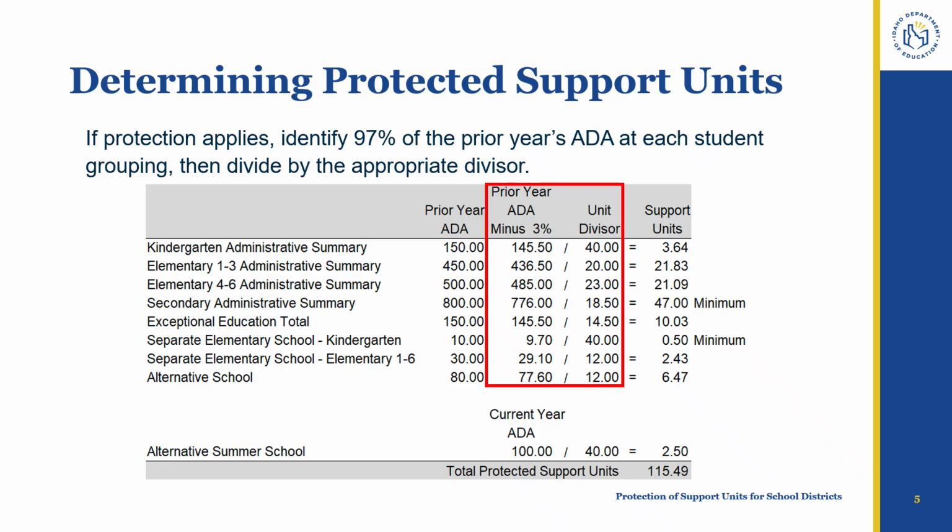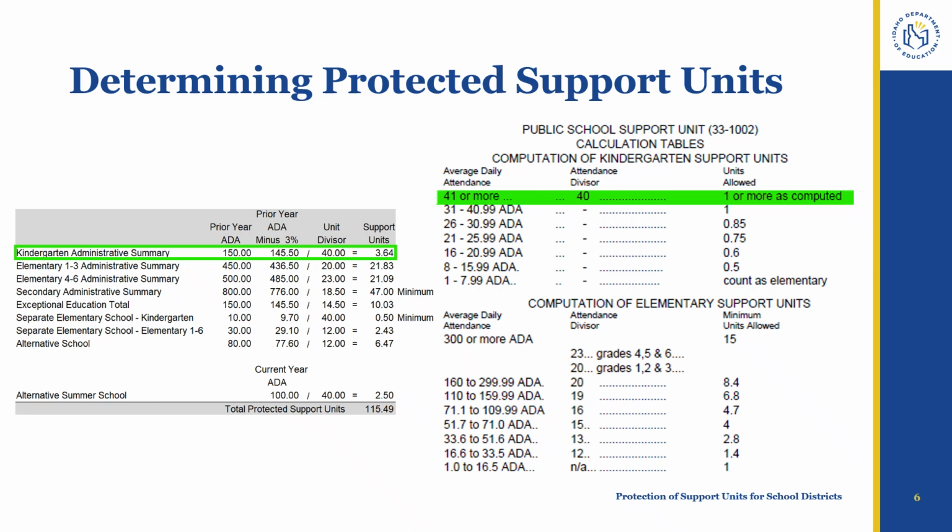Step 2 is to divide each group's prior ADA less 3% by the divisor appropriate for the group and the amount of ADA. We'll show the divisor table and walk through examples on the next 2 slides. On the left, the prior year adjusted ADA less 3% is 145.5 for the kindergarten group. On the right, we are showing the top half of the support unit divisor table found in Idaho Code 33-1002, Section 4. Use the divisor table to find the attendance divisor appropriate to convert a given amount of ADA to an amount of support units. At 145.5 kindergarten ADA, the appropriate divisor is 40.